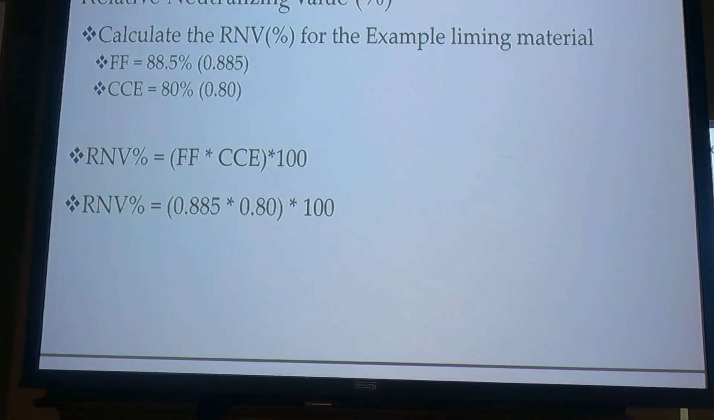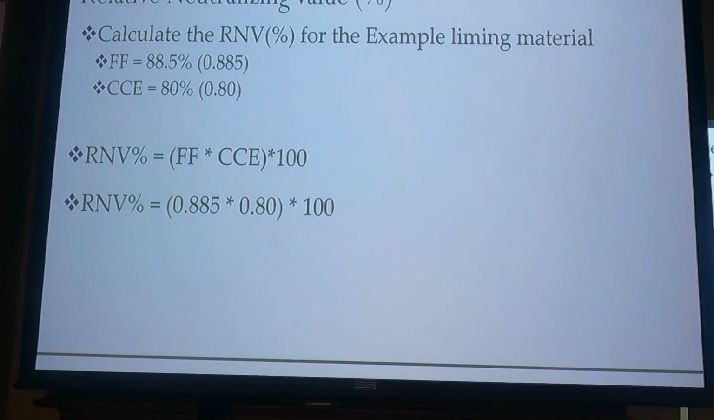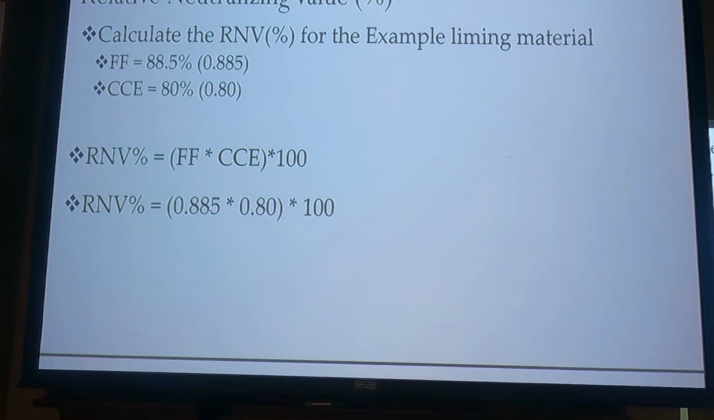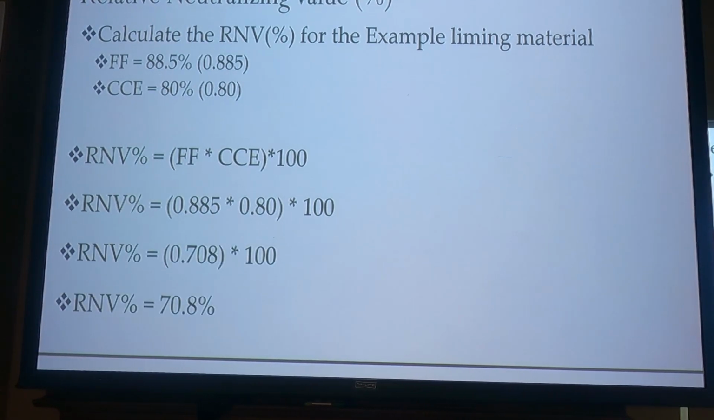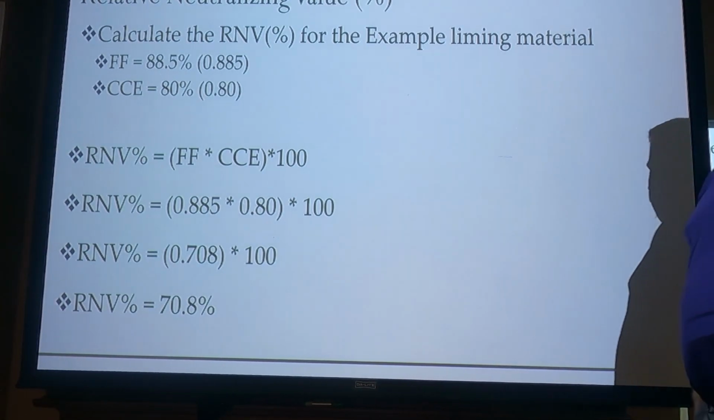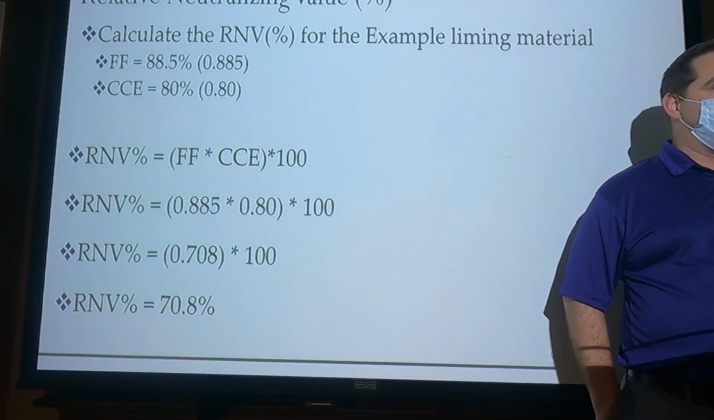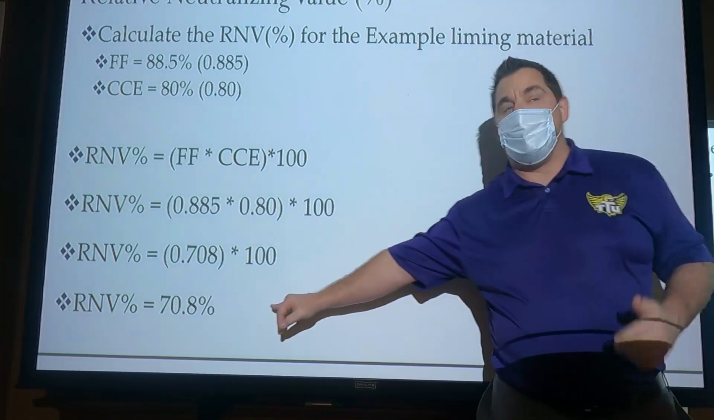So to calculate RNV, simple math, we're going to multiply the fineness factor times our calcium carbonate equivalent. For this example, that CCE is 80%. Multiplying the fineness factor times the CCE. Some basic math that we've been doing. And so now our relative neutralizing value is 70.8%. This is our new analysis.